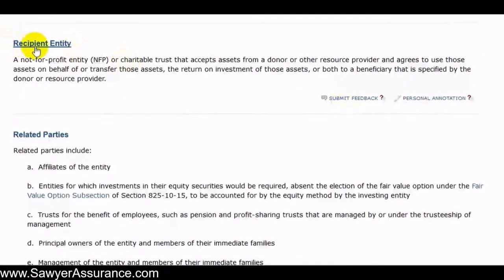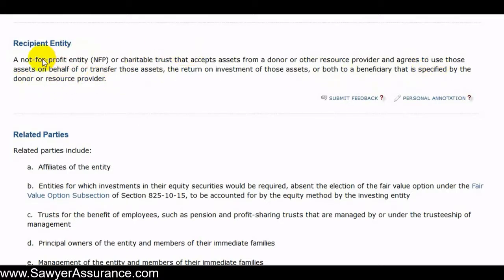We see here that a recipient entity is a not-for-profit entity or a charitable trust that accepts assets from a donor or other resource provider and agrees to use those assets on behalf of or transfer those assets, the return on investment of those assets, or both to a beneficiary that is specified by the donor or resource provider.